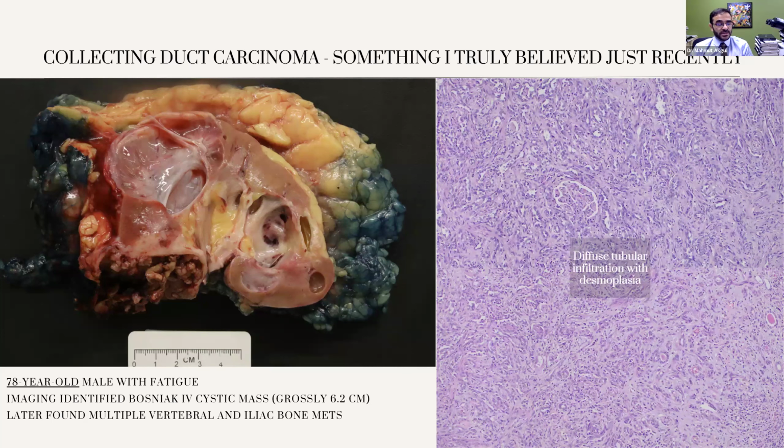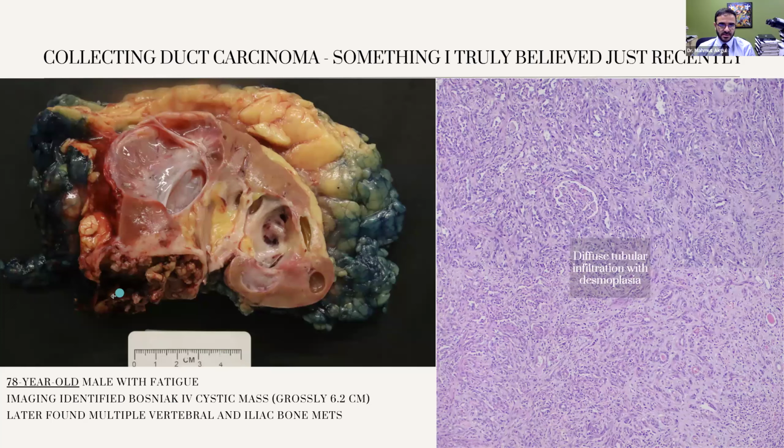But in spring 2025, when I was working here as a fresh faculty, we had a case of a renal mass in a 78-year-old male. He presented with fatigue, and imaging modalities showed a Bosniak 4 cystic mass. There were multiple cysts in this patient's kidney, but one of them was 6.2 centimeters. There were some papillary projections.